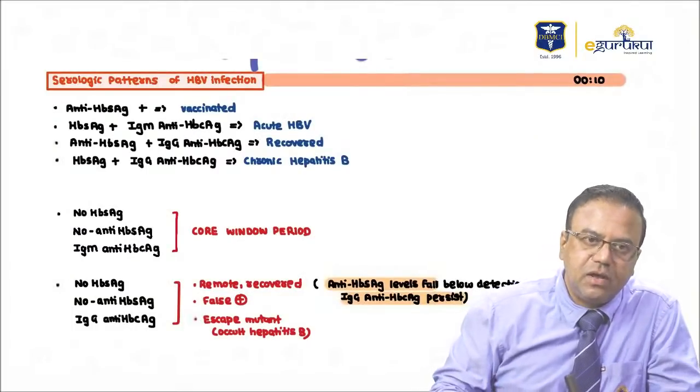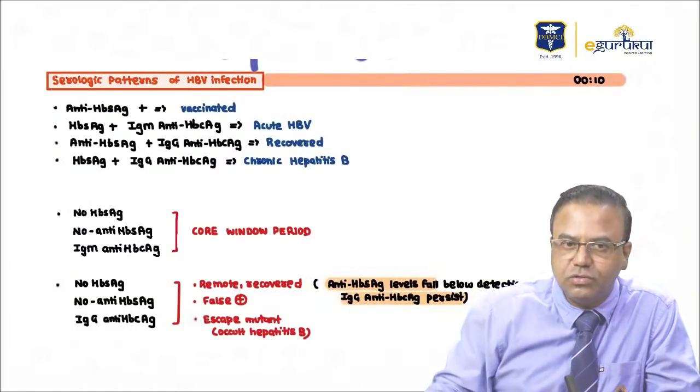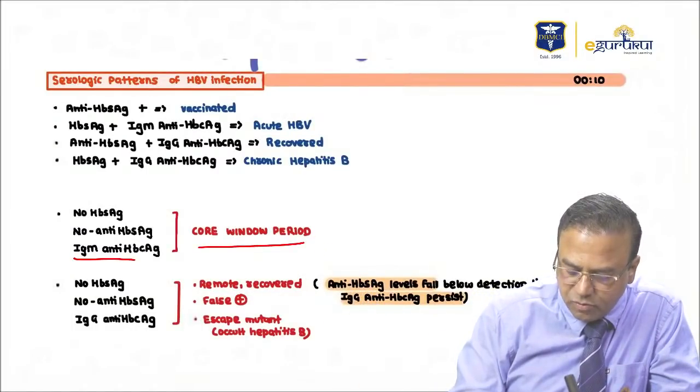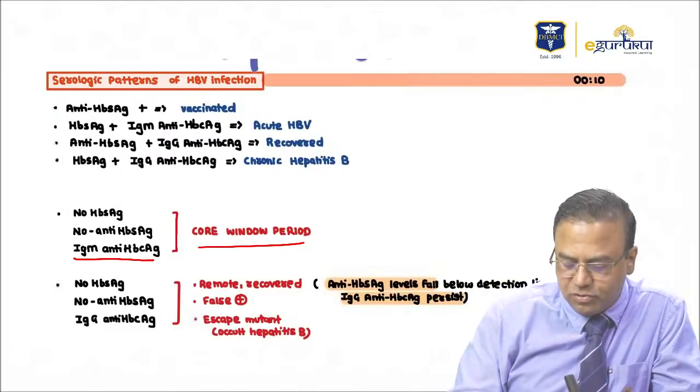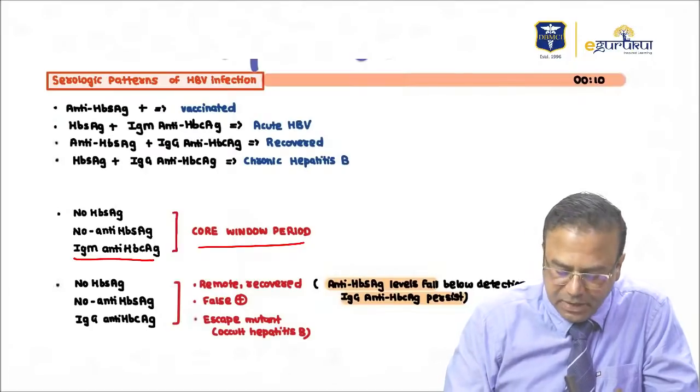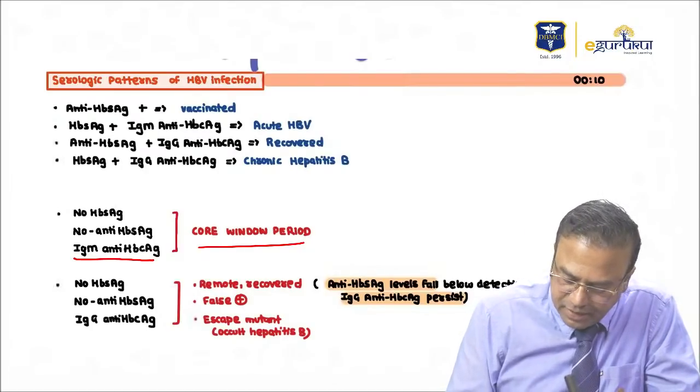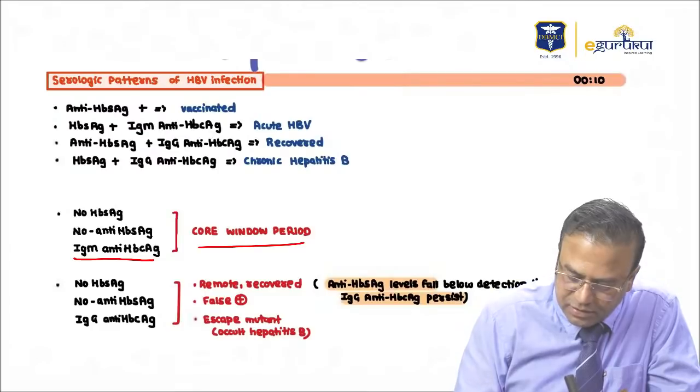So we've discussed this in our classes. This is what you can see in the notes also. When you say core window period, remember the patient should be IgM anti-HBc positive. So this is not core window period. This patient has recovered, and this is what we discussed.